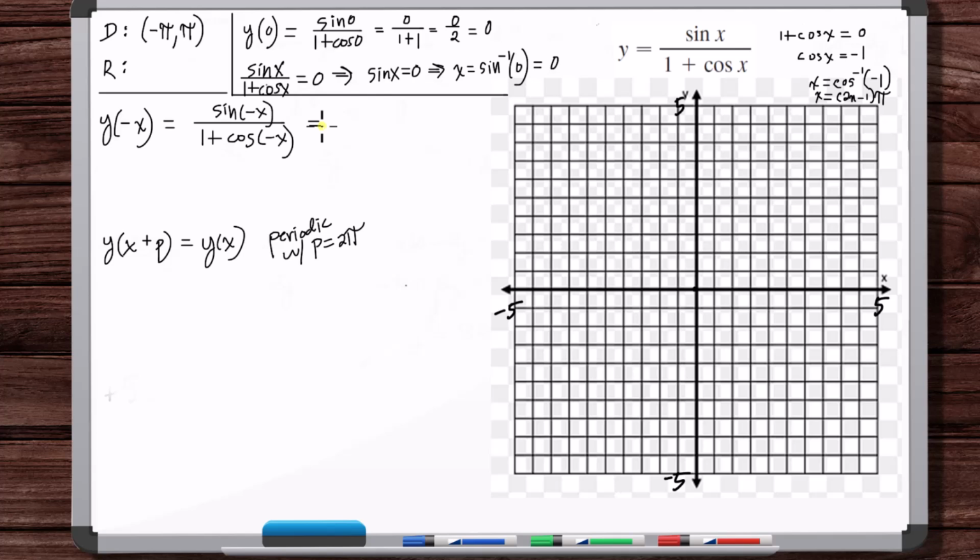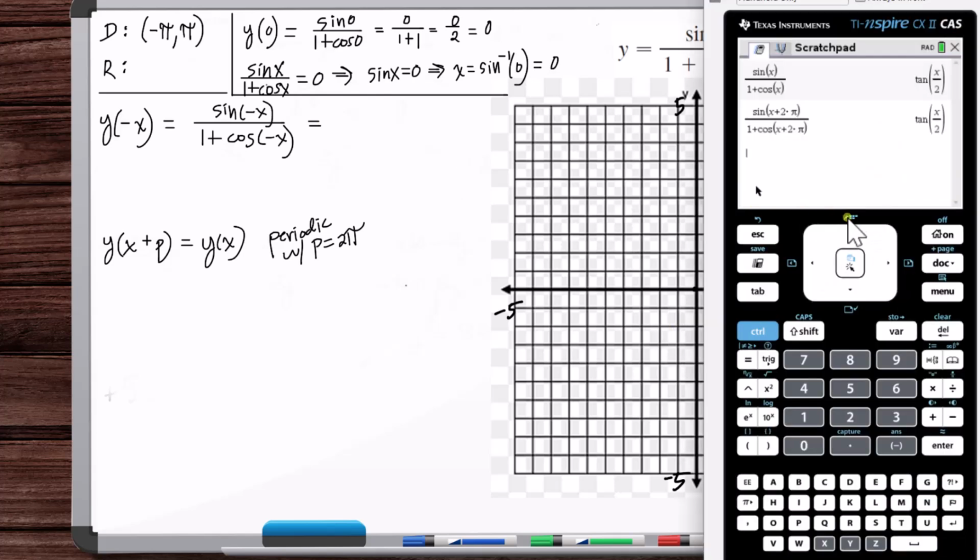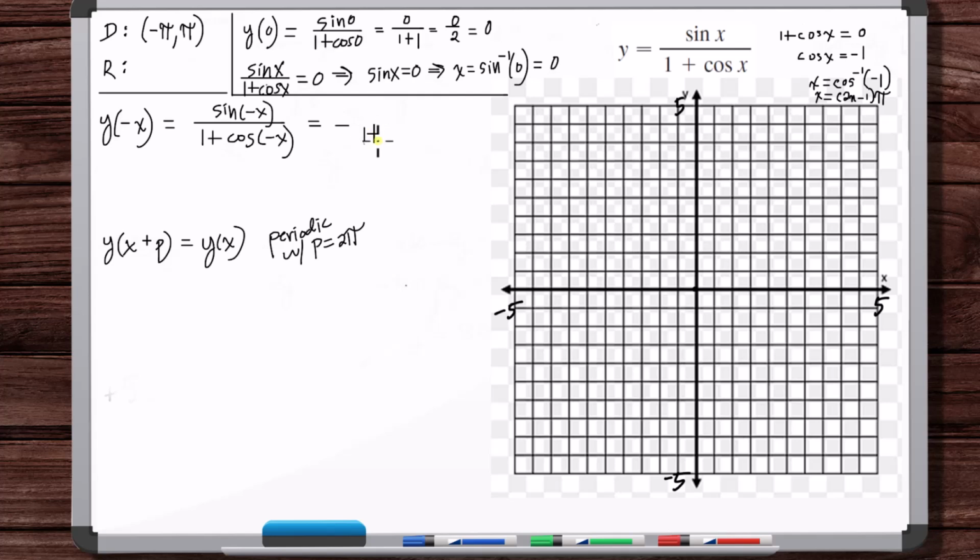All right. This is equal to, so we would do it like that, minus tangent x divided by 2. So what this is saying is just minus that. And this is not equal to the original function.